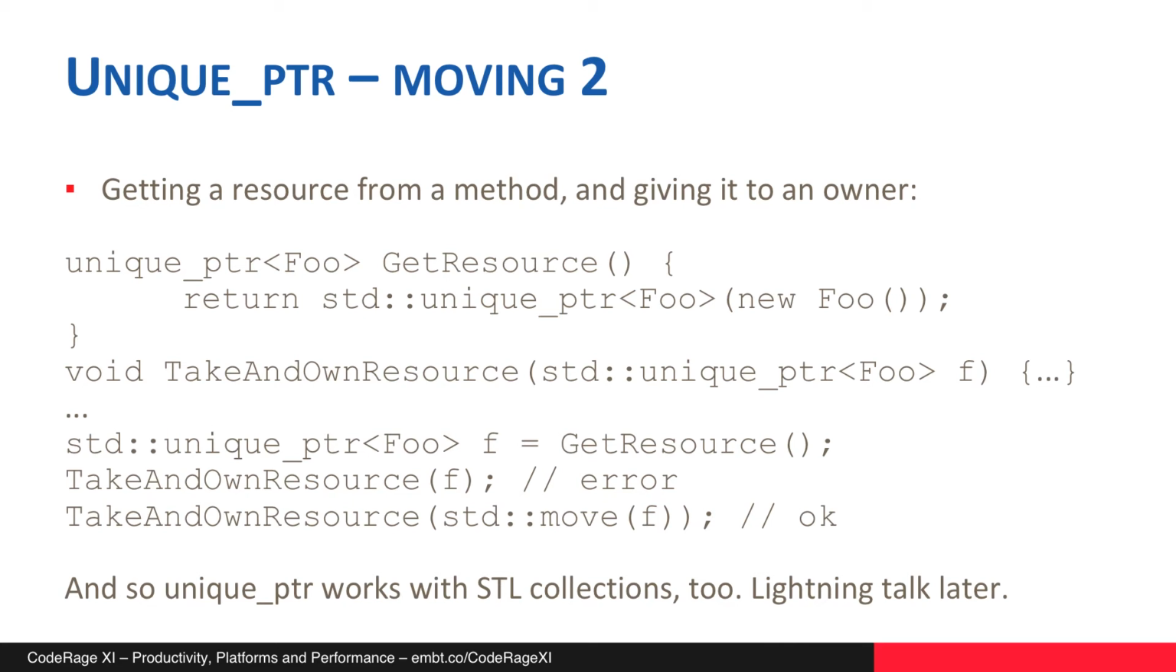So you can have a unique pointer of foo and get the resource. But if you pass that directly to the method taking the std unique pointer, you'll have a compile error. Instead, what you want to do is use std::move, and that will compile and work okay. And also, and this is the important point, give the expected behavior for which of the unique pointer instances that are moving around actually owns the pointer. And unique pointer works with STL collections as well, and there'll be a lightning talk on that later.